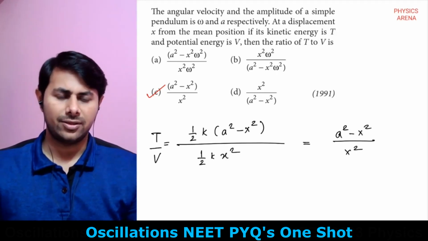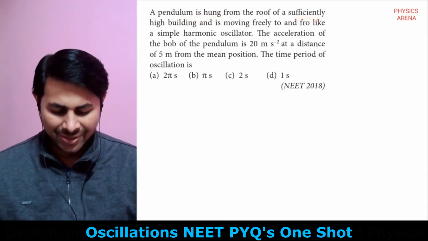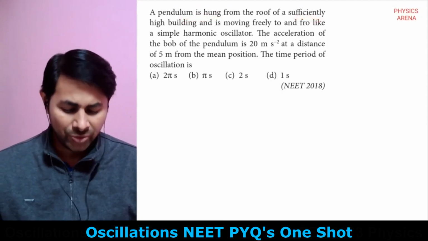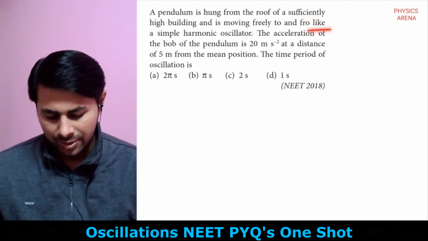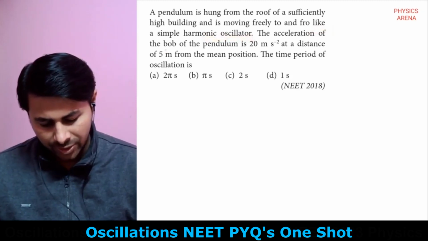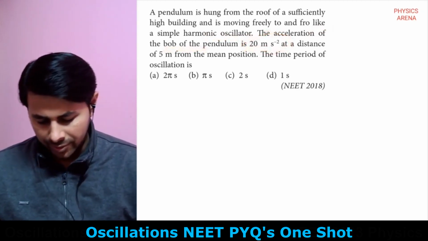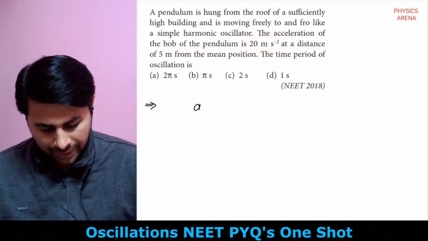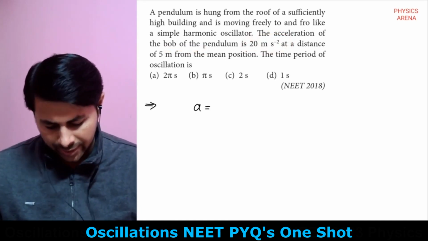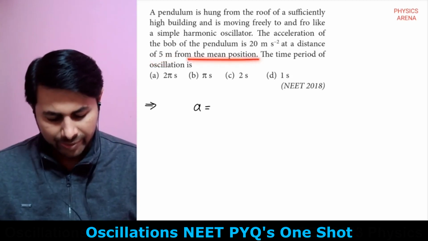Right, it's option C. A pendulum is hung from the roof of a sufficiently high building and is moving freely to and fro like a simple harmonic oscillator. The acceleration of the bob of the pendulum is 20 meters per second squared. Acceleration is given at a distance of 5 meters. So distance is given from the mean position.